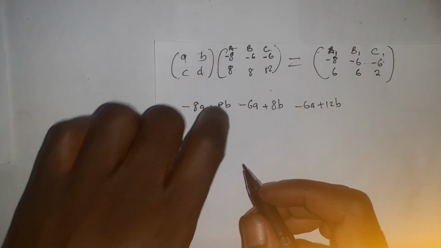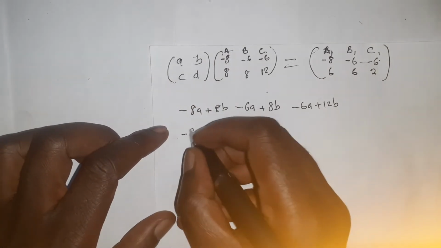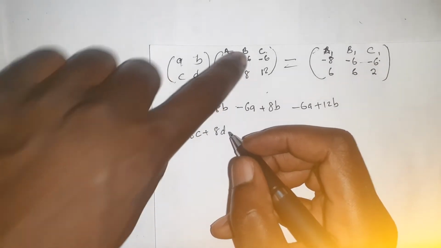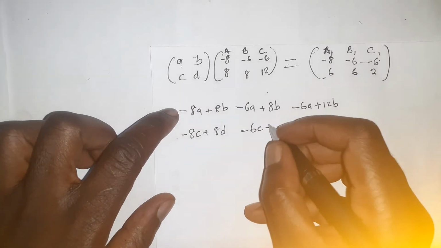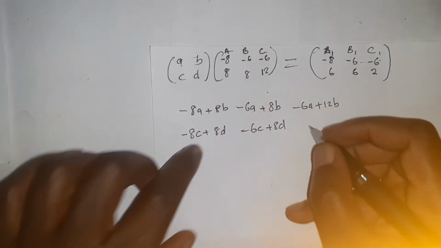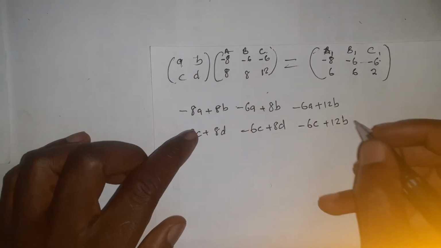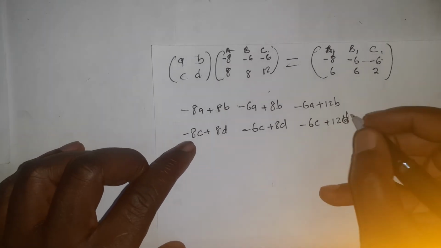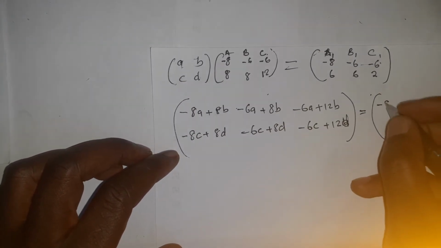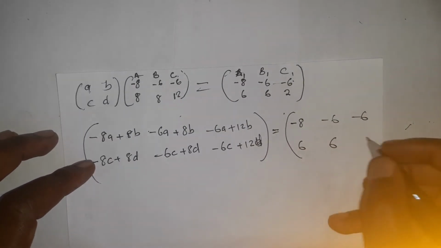Then we come to the second row by each column again. So C is going to be negative 8C plus 8D. Then the second one, C multiplied by negative 6 is negative 6C plus 8D. Then C multiplied by negative 6 is going to be negative 6C plus 12D. So this is supposed to give us negative 8, negative 6, negative 6, 6, 6, 12.